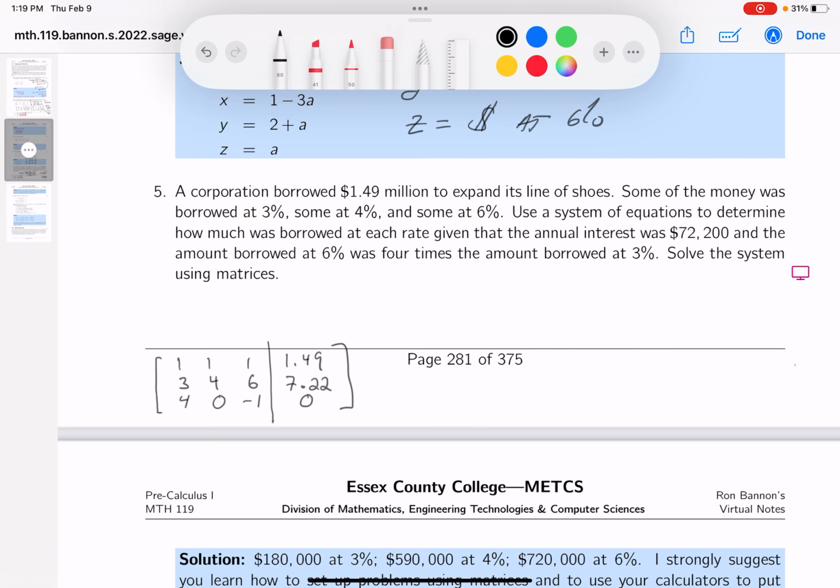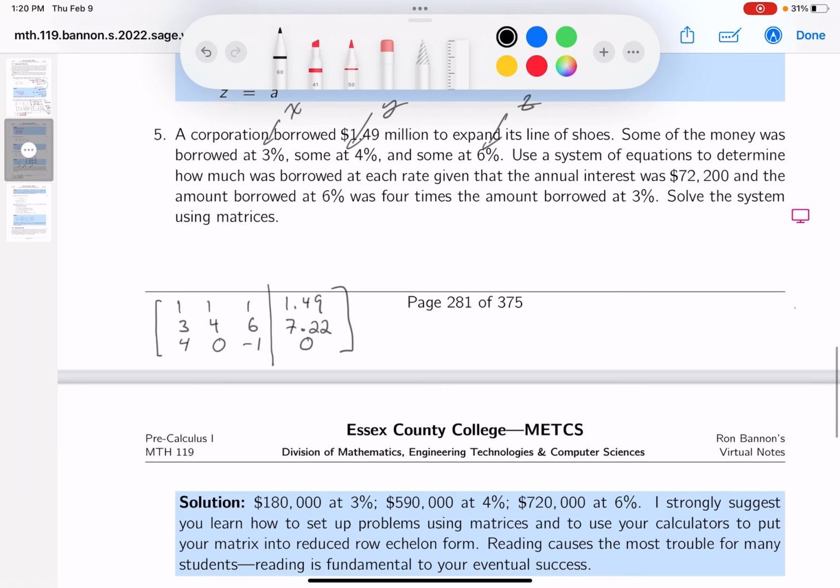By the way, again, I can't say this enough times. It's the amount barred there. This is why the amount barred there, and that's C. And that's in millions, by the way. So what I want to do is start looking at it, and I see some easy things to do. So, for example, I'm going to say minus 3, row 1, plus row 2, and give it to row 2.